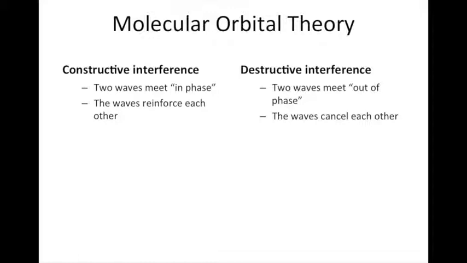If they meet constructively, the waves reinforce each other, so we end up with a larger wave. Where they meet destructively, the waves cancel out and we end up with what we call a node.